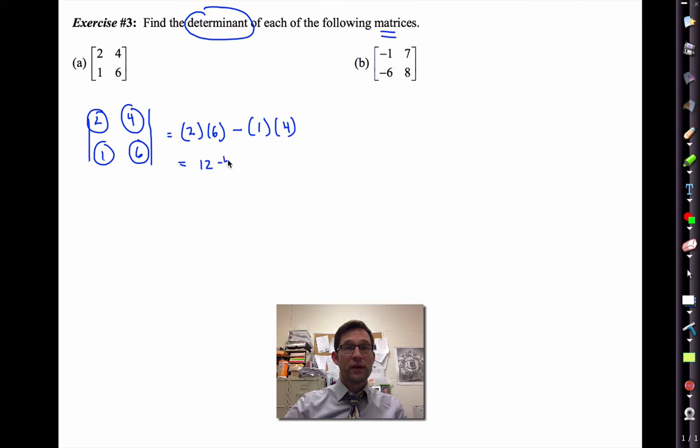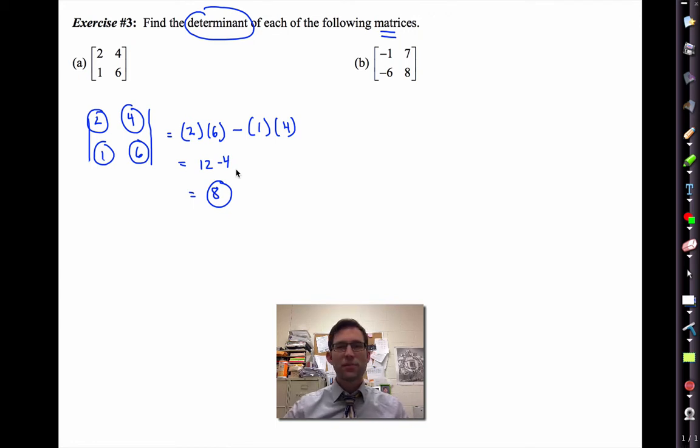So I get 12 minus 4, and the determinant is 8. Whatever that means. Okay? So real quickly, find the determinant for b. Use the symbolism itself. I know that the calculation's easy, but write down those absolute value bars again. It'll help you remember what they mean.